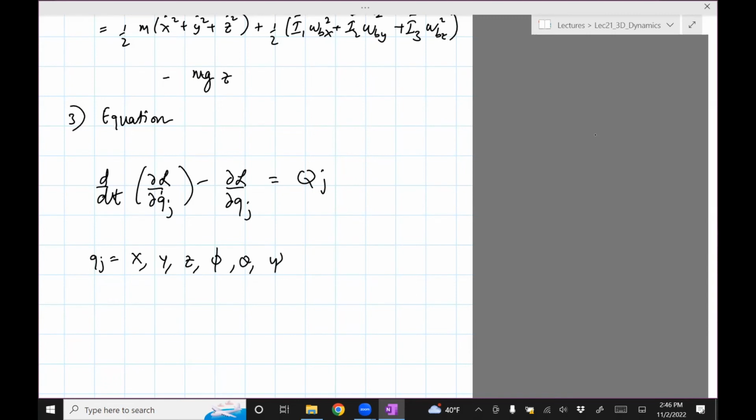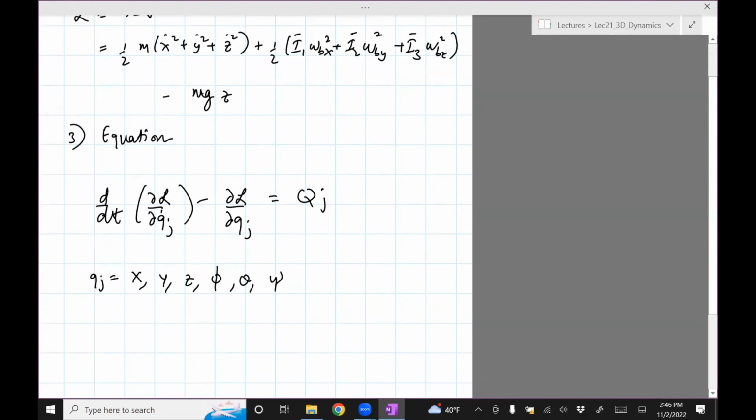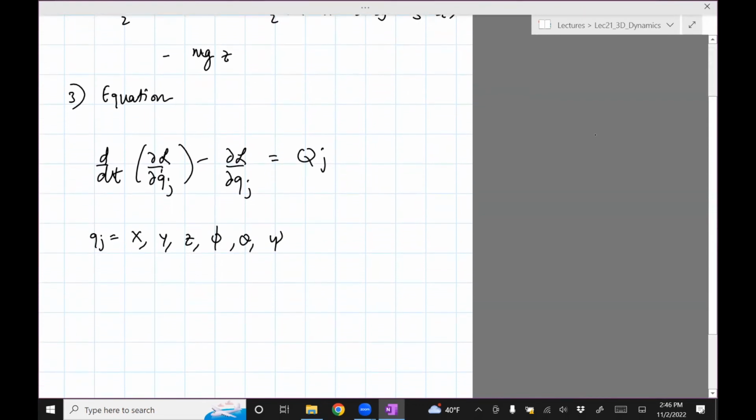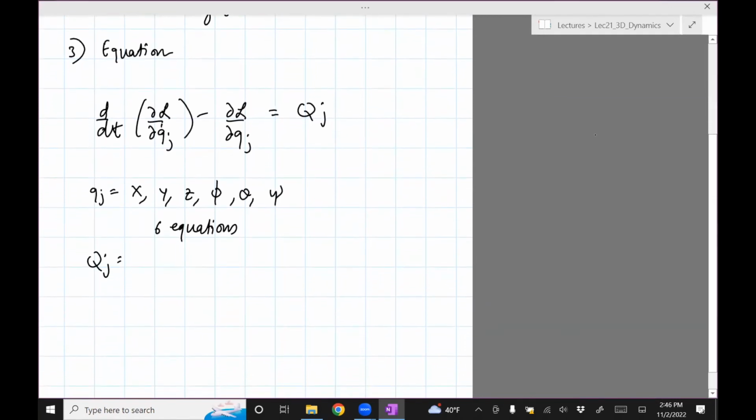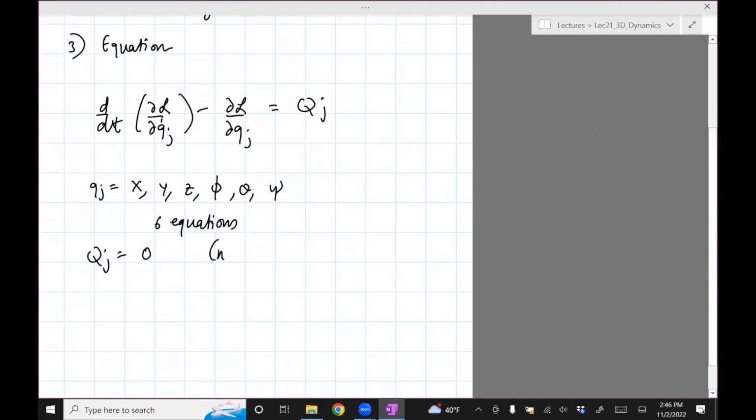So there are 6 degrees of freedom corresponding to 3 linear motions and 3 angular motions. So there will be 6 equations. I need to take this equation and take the derivative. And then for the time being, I can just choose the generalized force to be 0. I'm assuming there are no external forces.